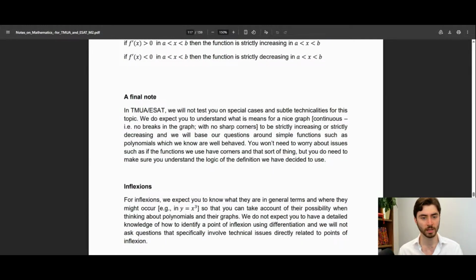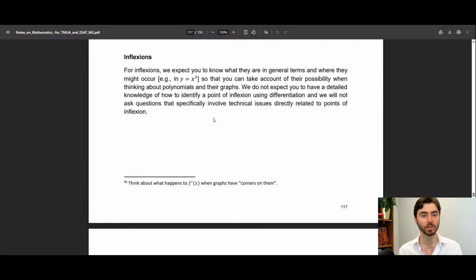Special cases and subtle techniques. Inflection points, it's where the second derivative is 0. We do not expect you to have detailed knowledge of how to identify a point of inflection using differentiation. We won't ask a question that specifically involves technical issues related to points of inflection.